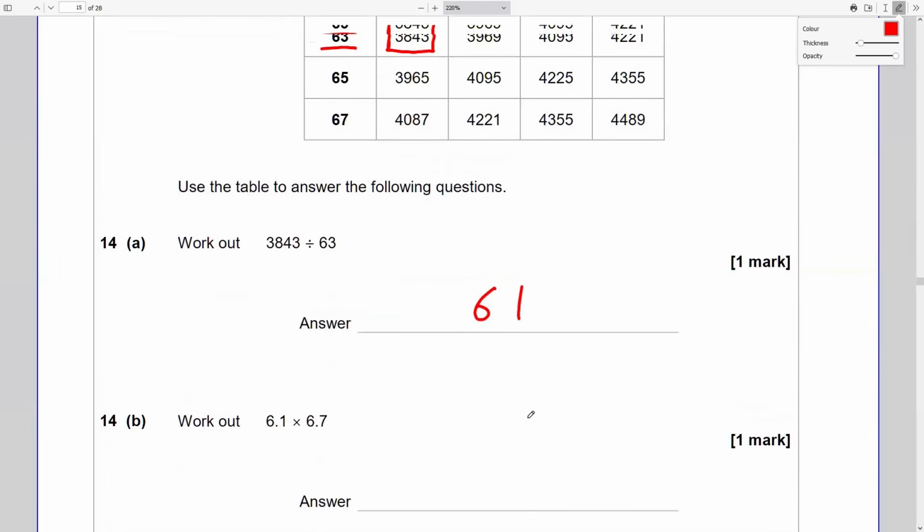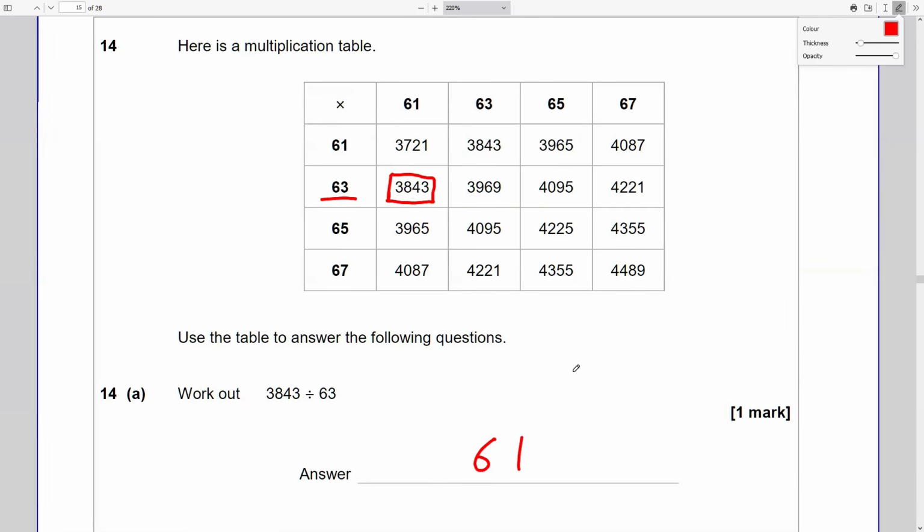Oh, 6.1 times 6.7. Well, it is this one here. 6.1 times 6.7 is 61 times 67. But we're going back 1 decimal point there and 1 decimal point there. So we need to go 2 on this one.